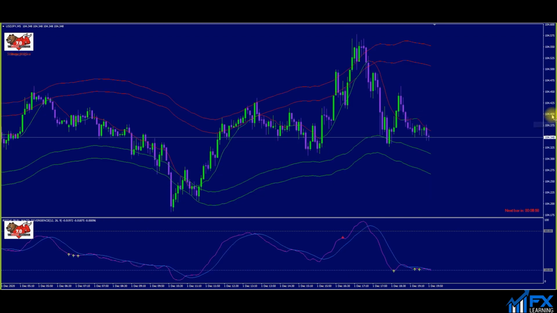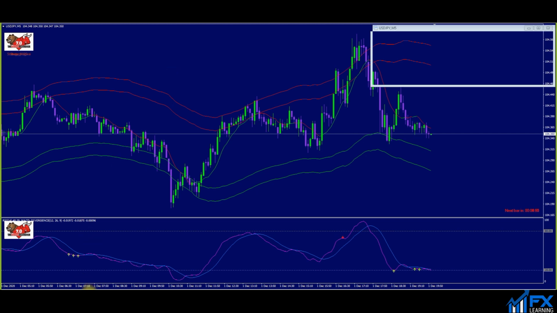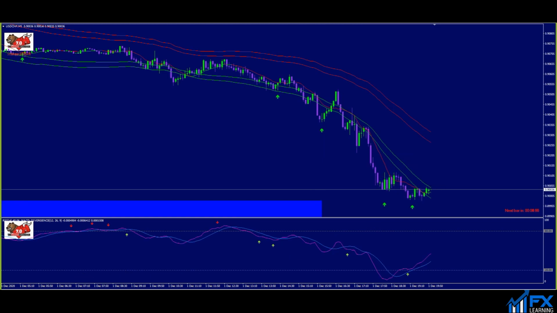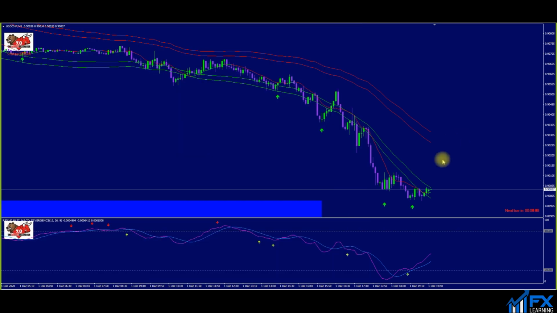USDJPY. Again, no real setups on USDJPY today. And believe it or not, I think that is it. Obviously, I've got a nice little buy on USD CHF. If I just bring up my charts, you can see it's currently about 1.2 pips. Like I said, I should easily get 5 pips out of that one.